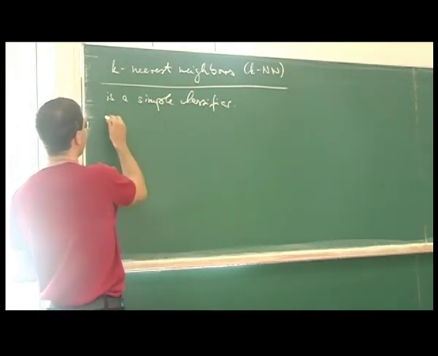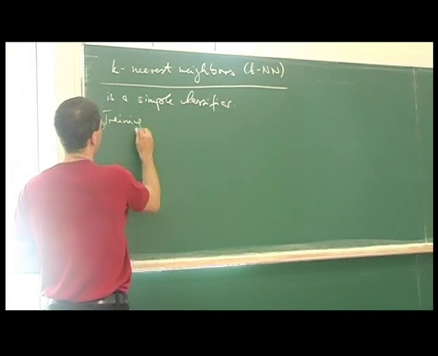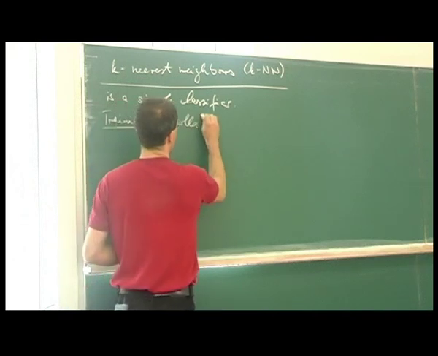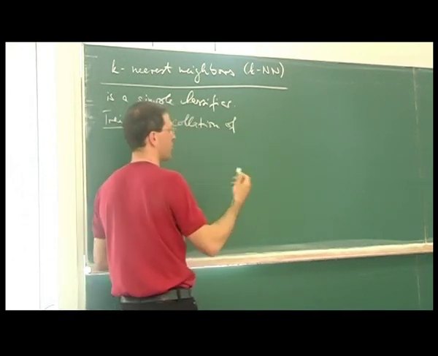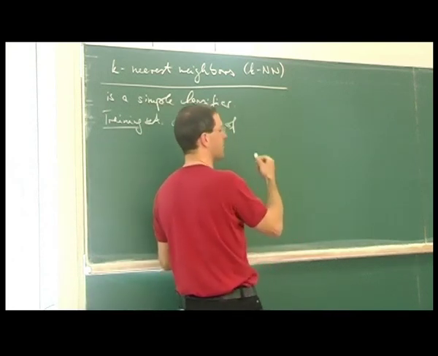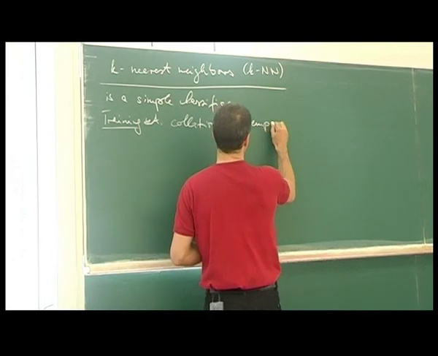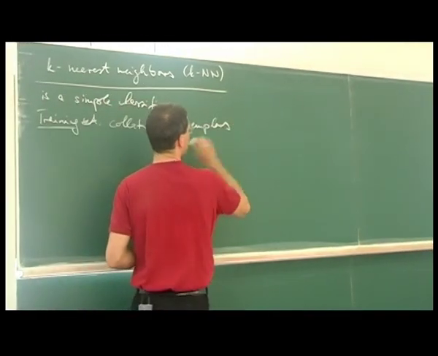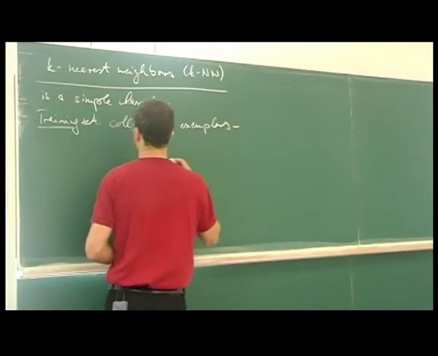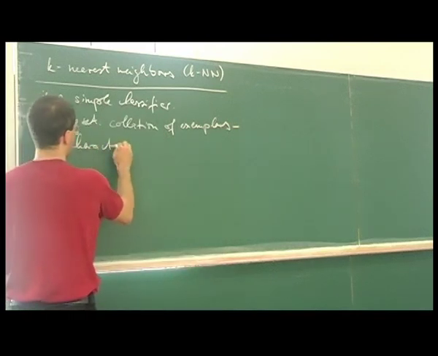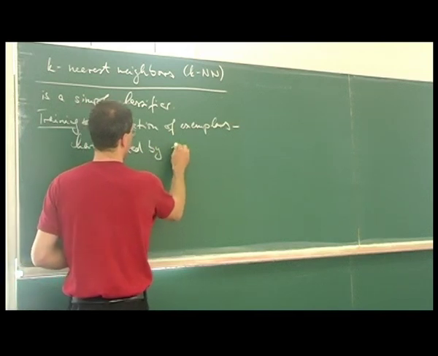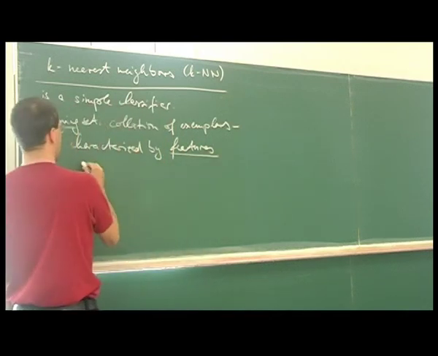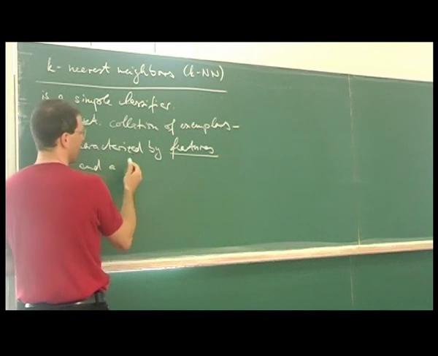Now we need a training set. And a training set is a collection of samples or training exemplars, and each of these exemplars is characterized by features. I'm underlining all the technical terms here. And a label or a category.